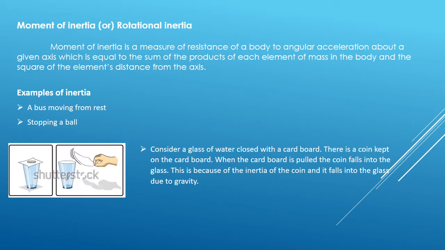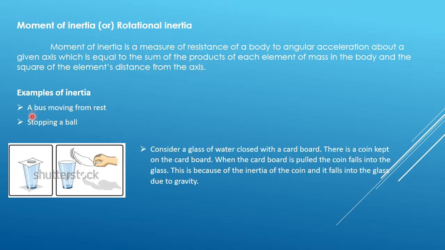First, you should be familiar with the moment of inertia. A moment of inertia is a measure of resistance of a body, also called rotational inertia. It is the resistance of a body to angular acceleration about a given axis, and it is equal to the sum of products of masses and the square of the perpendicular distance from the axis.